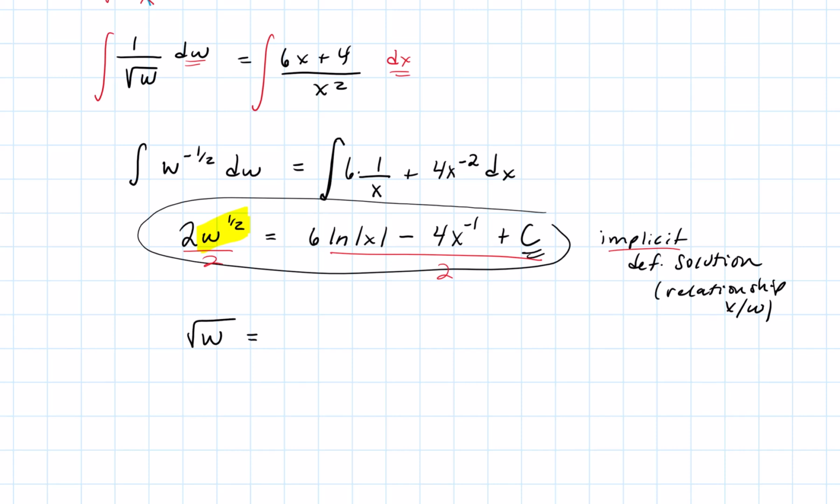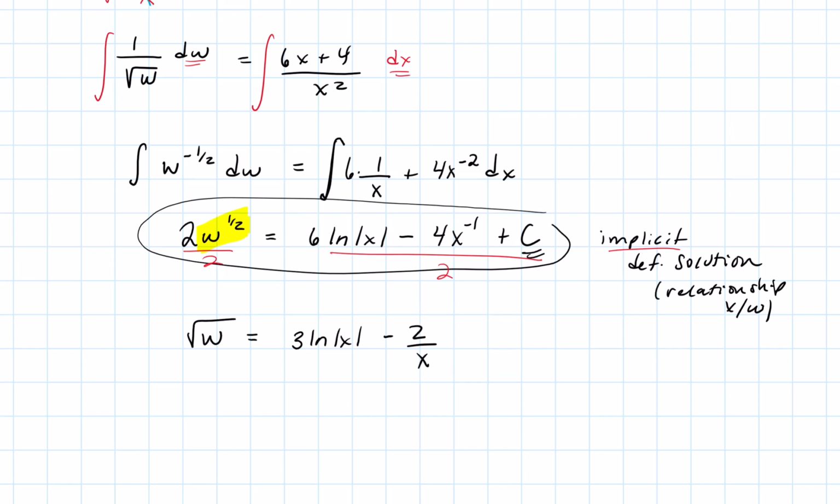So the square root of w is equal to 3 natural log of the absolute value of x minus 2 over x. I'm going to drop that x down so I don't have a negative exponent. And then I get c divided by 2. Now it's kind of funky, right? Because it's just this generic constant. It was actually the sum of 2 integration constants. And now we're taking that integration constant, dividing by 2, but it's still just a constant.